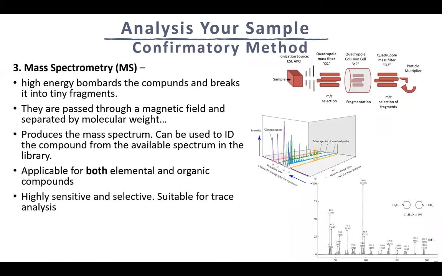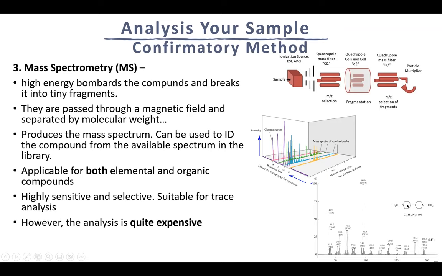All right, thank you, Nikita. The next one is mass spectrometry, the last one. This is the most famous instrumental method for the analysis of any kind of compound, either element or compound. Mass spectrometry uses high energy to bombard the compound into several fragments. I cannot teach you in detail because it will take some time. If you do it correctly, you can determine the structure of the compound.